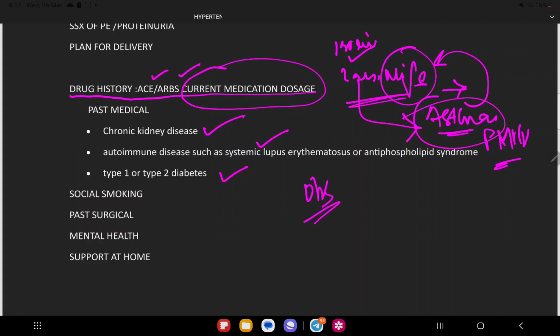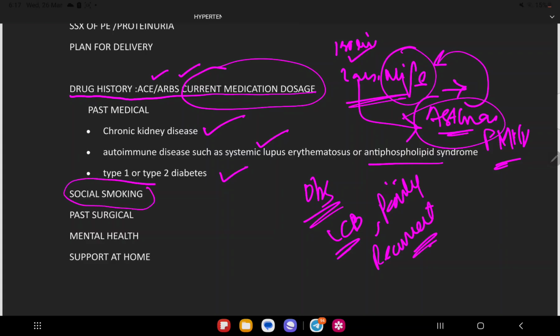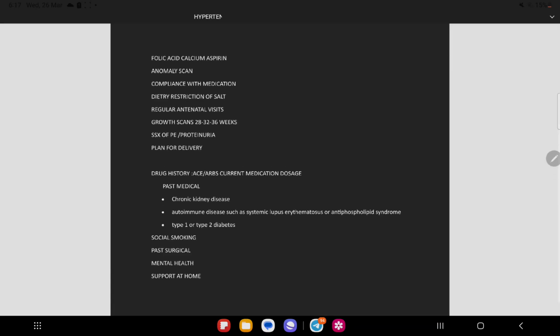So in obstetric history, what is important? Last child born, because you want to know about the interpregnancy interval. Parity is important, and also recurrent miscarriages if she's having them or not. Social history is important, because you want to ask about smoking and then counsel her to quit smoking if she's smoking. Past surgical history, you have to ask routinely. Then about her mental health, is she feeling down or depressed in the past 2 weeks or not? How is the support at home? This is all about the history template for chronic hypertension.